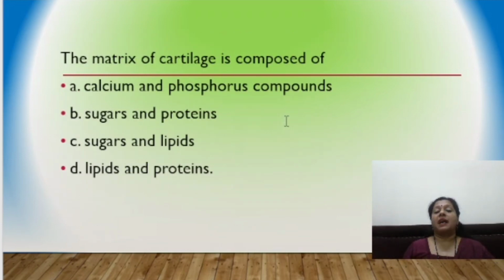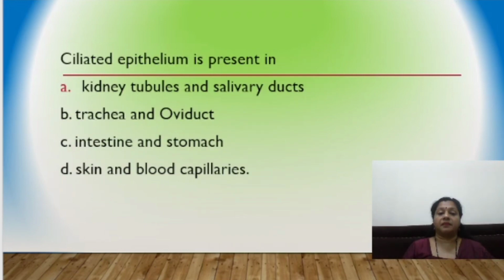The matrix of cartilage is composed of. Cartilage is a soft bone. So here the options are calcium and phosphorus, sugar and protein, sugar and lipids and protein. The answer is sugar and protein. That's why it is flexible.